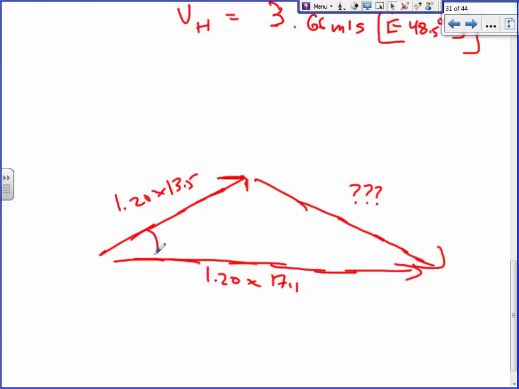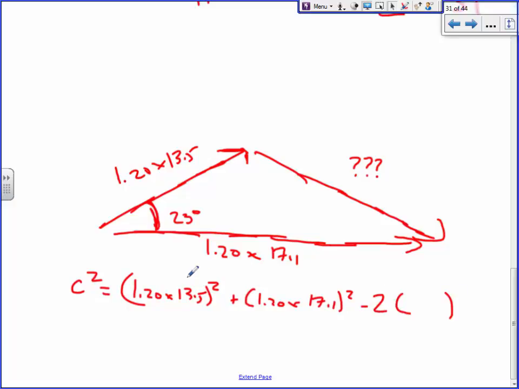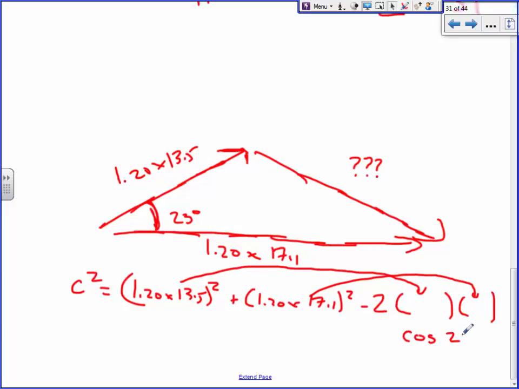One more thing, we actually know this angle right here, because that angle is 23 degrees. So in theory, we should be able to cosine law this thing and solve for that magnitude right there. So, C squared equals 120 times 13.5 squared plus 120 times 17.1 squared minus 2 times, I'm just going to say use that number again there, use that number again there, cosine of 23. You guys able to follow that? You're probably doing this all in the calculator in one step anyways.